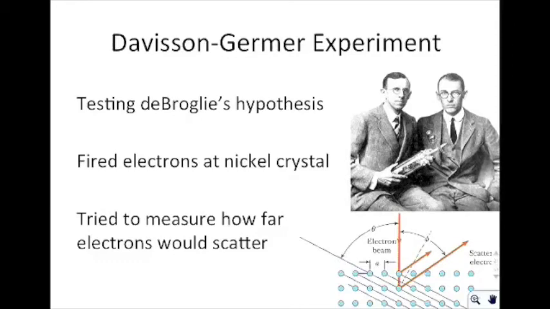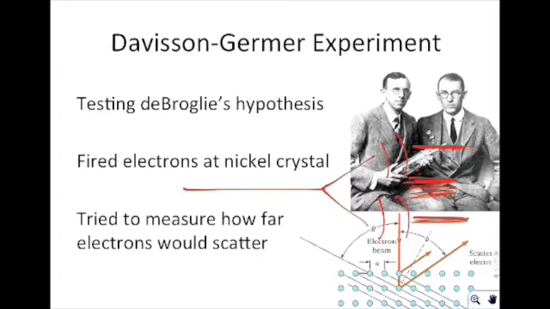And what they did in the Davisson-Germer experiment is they fired electrons at a nickel crystal. When you fire light at a crystal, you see these interesting patterns called diffraction patterns. You have a bright spot, and then a dark spot, and then a bright spot, and then a dark spot, and then a bright spot. And that's because of the wave-like nature of light. Well, it turns out when they did this with electrons at a nickel crystal, they figured out that these electrons can scatter as well.